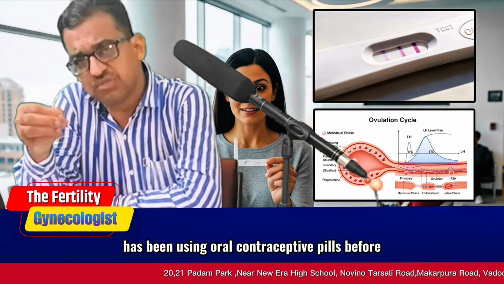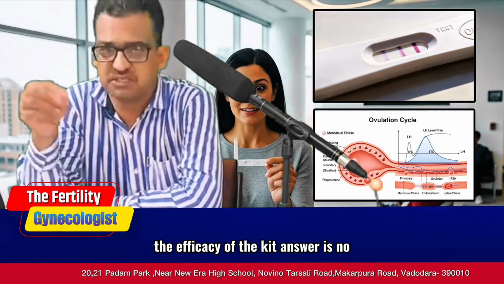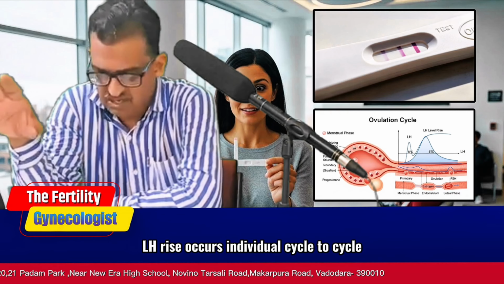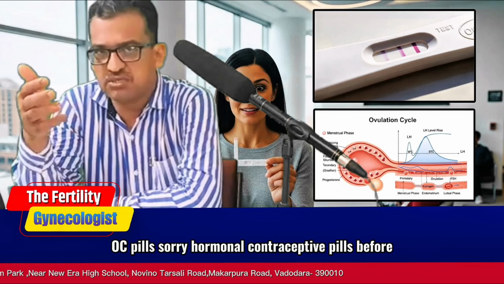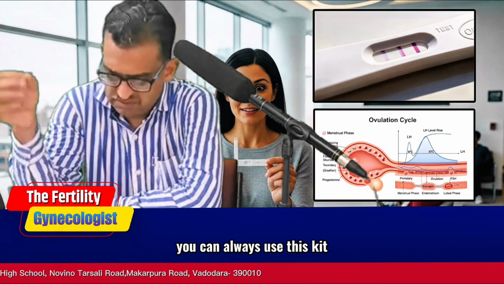If somebody has been using oral contraceptive pills 2-3 months before, does it affect the efficacy of the kit? The answer is no, because this is cycle to cycle dependent. The FSH and LH rise occurs in each individual cycle. So if you were using OC pills or hormonal contraceptive pills before, but are not using them in this cycle, you can always use this kit.